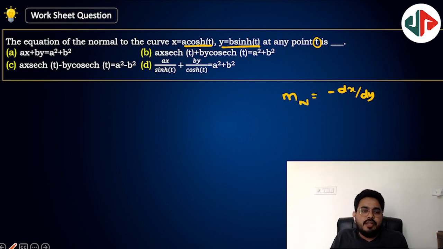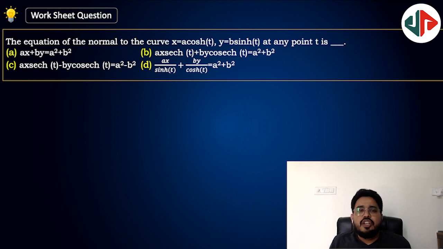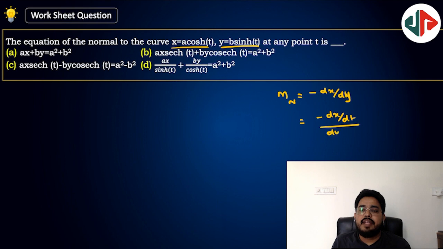I'll repeat this question. So I need to find the equation of the normal to the curve with parametric form. Slope of normal is equal to minus dx by dy. Slope of tangent is dy by dx, slope of normal is this, which is equal to minus dx by dt by dy by dt.